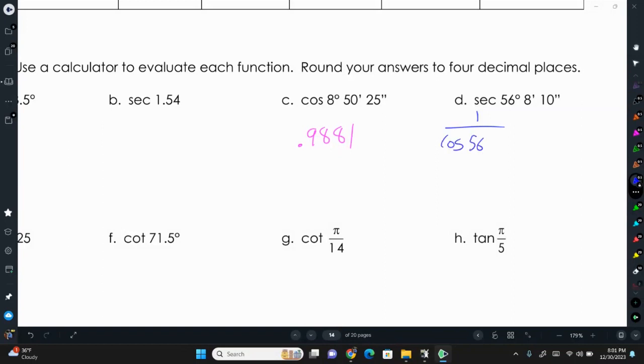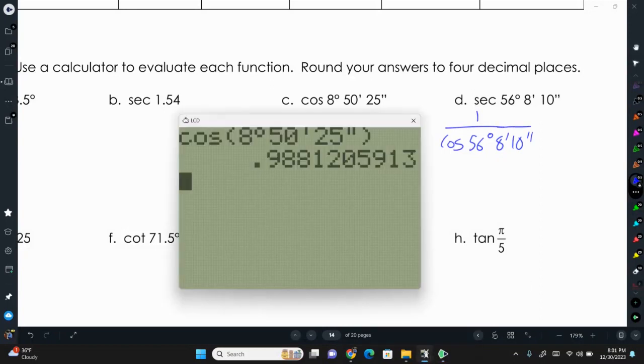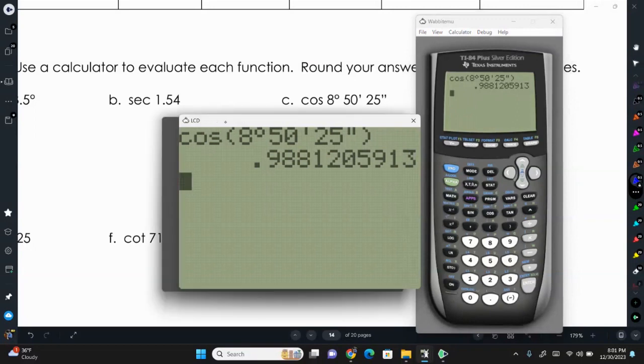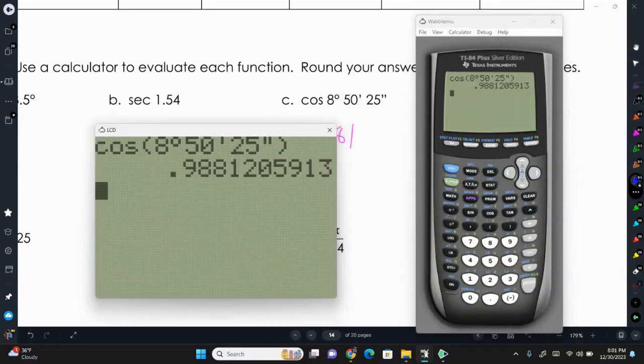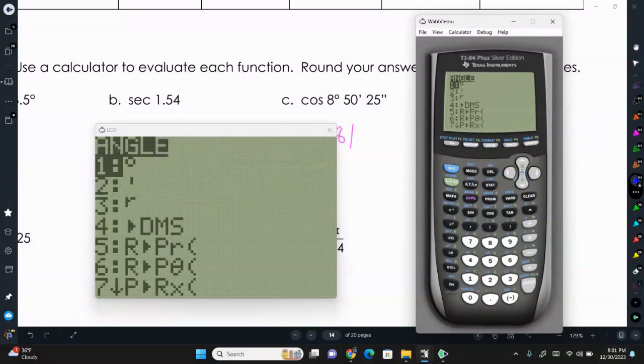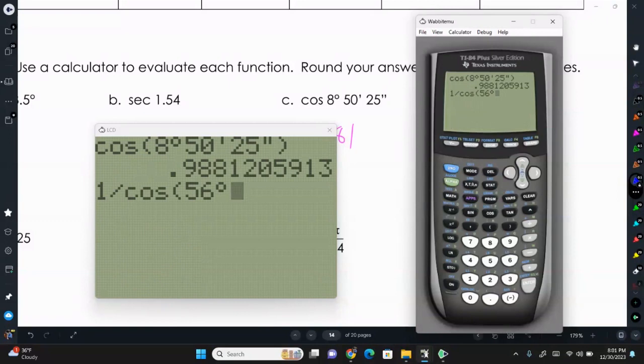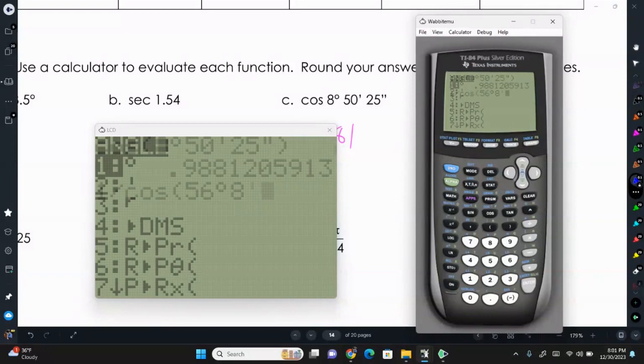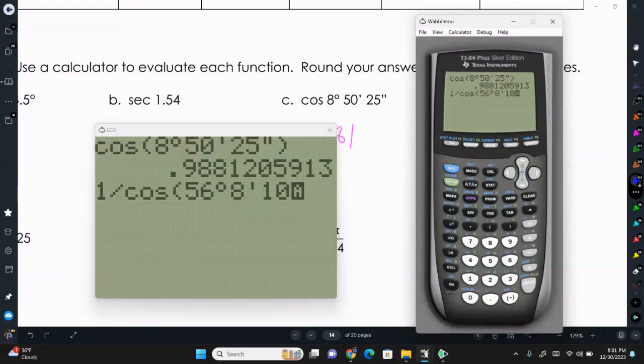Now with the secant, remember we have to do 1 over cosine of 56 degrees, 8 minutes, and 10 seconds. So you could do that part first and get that decimal and then do 1 over that. Or you can do 1 divided by cosine of 56 degrees, 8 minutes, and 10 seconds. We get 1.7946.